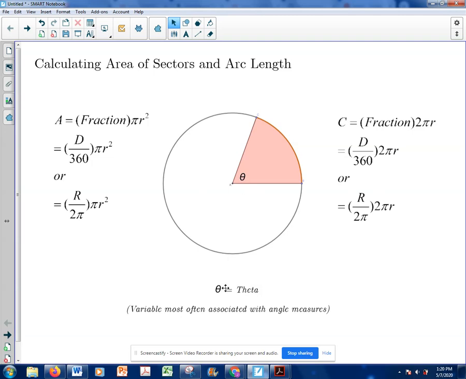That's theta. I think this is the first time we're meeting theta. That's the variable you most often associate with angles. X is to sides as theta is to angles.